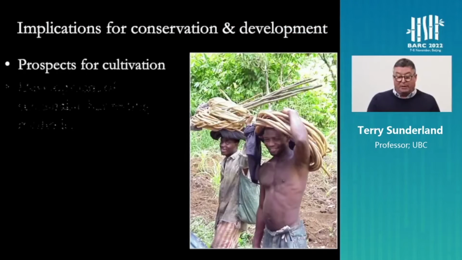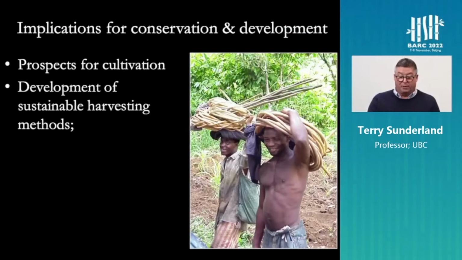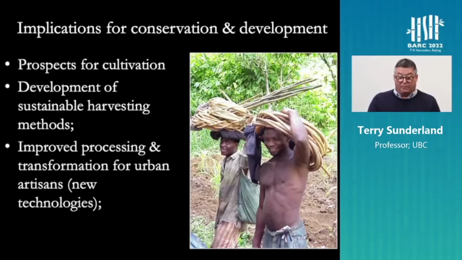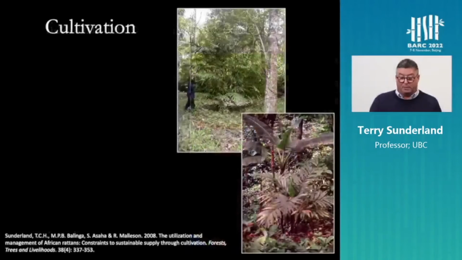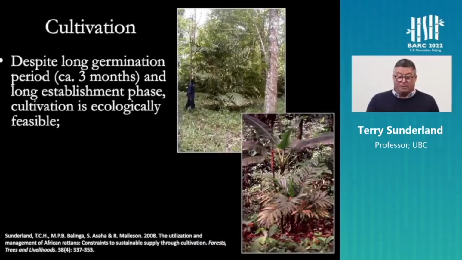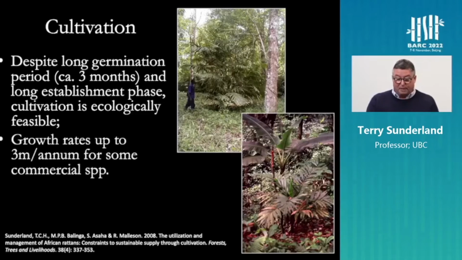So what are the implications for conservation and development? I'm going to talk a little bit about the prospects for cultivation, development of sustainable harvesting methods, looking at improved processing and transformation, introducing new technologies, and what are the policy implications. So in terms of cultivation, there's a long germination period. The seeds take a long time to emerge and a long establishment phase, but cultivation is ecologically feasible. We get growth rates of 3 to 5 meters per year in some commercial species, which is considerable and comparable with Southeast Asia.